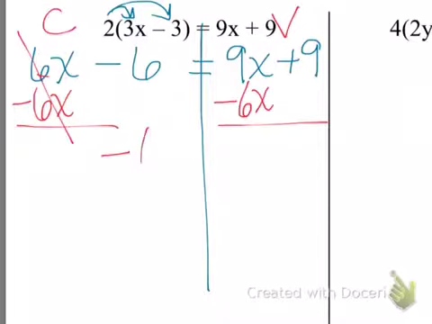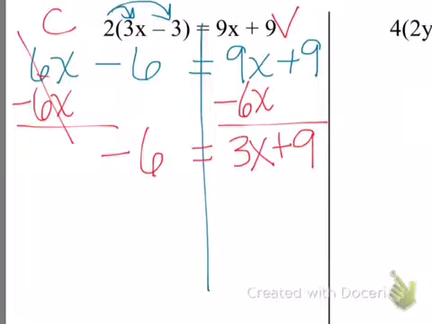Bring down my negative 6, or minus 6. Equal sign stays on the line. 9x minus 6x gives me 3x. And then I'm going to bring down my plus 9. From here, we just have a two-step equation.